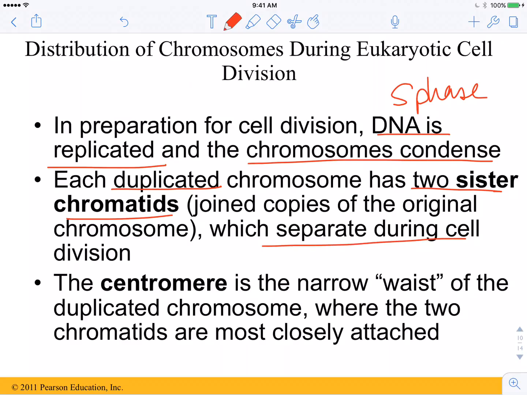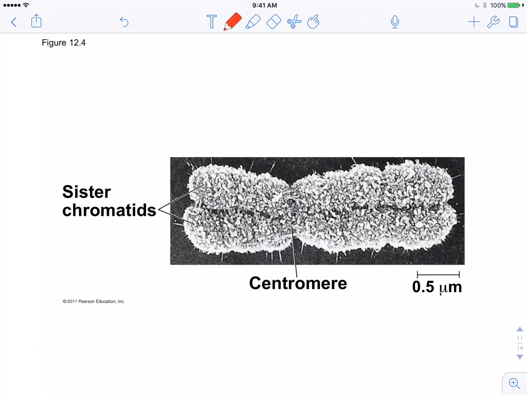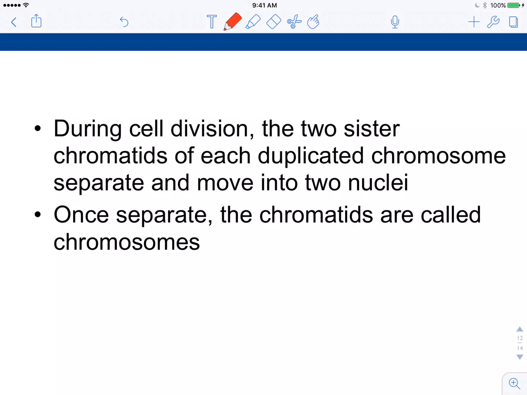Sister chromatids are attached at the centromere, which is a narrow area of the chromosome where the two chromatids are attached. So here we have a chromosome. Here are my two sister chromatids, 1, 2. They are genetically identical, and here is the centromere, where they're attached. During cell division, the two sister chromatids of each duplicated chromosome separate and move into the two new daughter nuclei. Once they're separated, the chromatids are called chromosomes again.